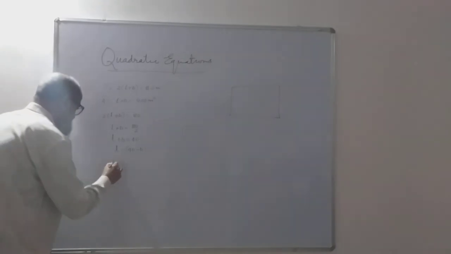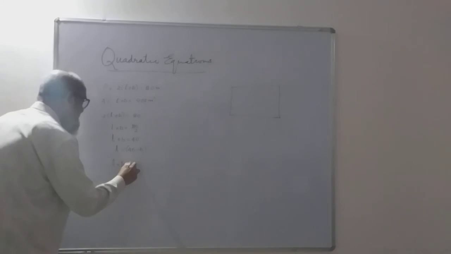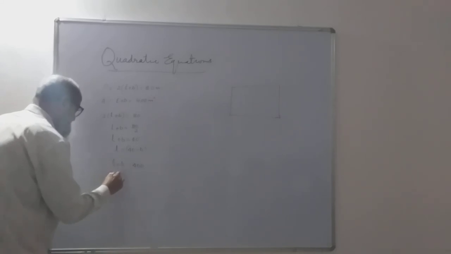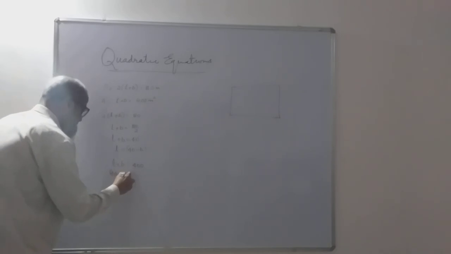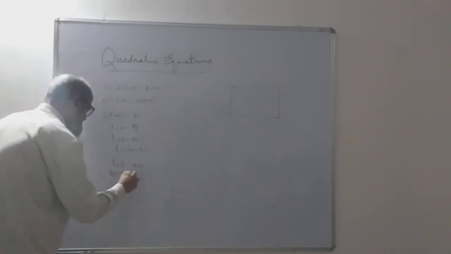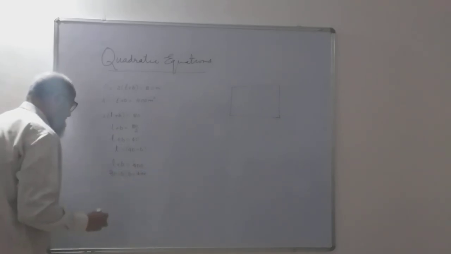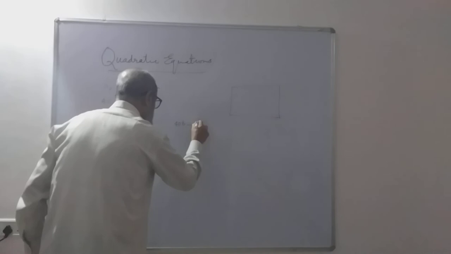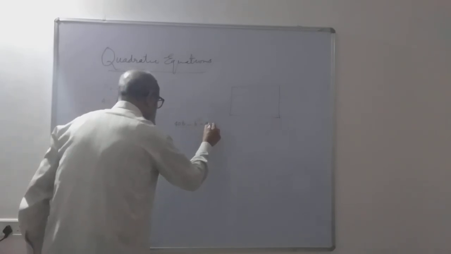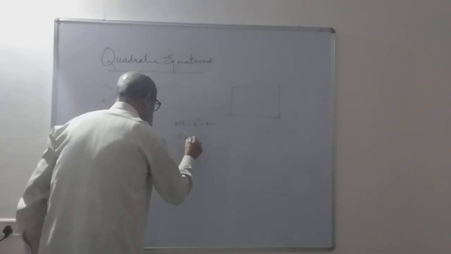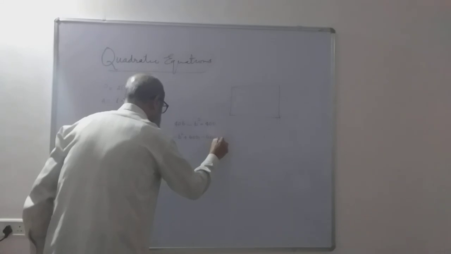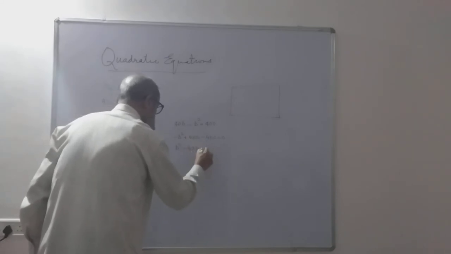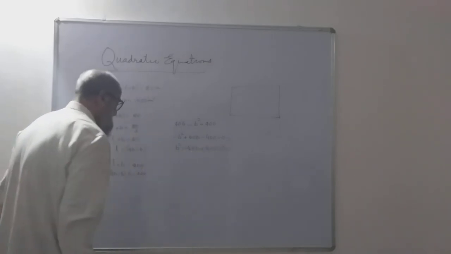Now L into B is 400. So instead of L, I can write 40 minus B. That is two unknowns are being reduced to one unknown. 40 minus B into B is equal to 400. So 40 into B is 40B minus B square is equal to 400, or minus B square plus 40B minus 400 is equal to 0, or B square minus 40B, I am changing all the signs, plus 400 is equal to 0.